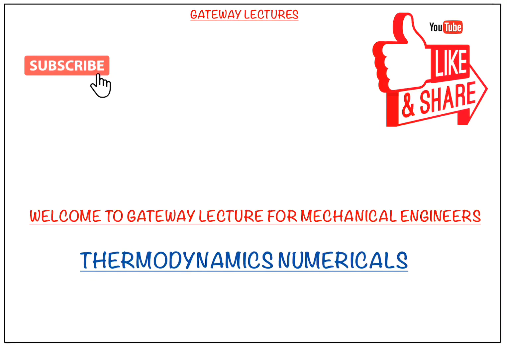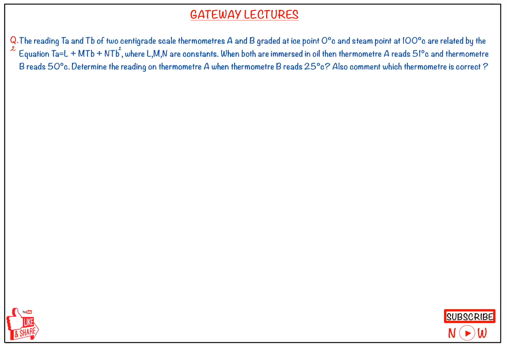Here we have a good question in thermodynamics. Let's see the question. The readings TA and TB of two centigrade scale thermometers A and B are graded at ice point 0 degrees centigrade and steam point 100 degrees centigrade. Because when it is said to be a centigrade scale, it should always be graded between the ice point and steam point, because they need two reference points here.